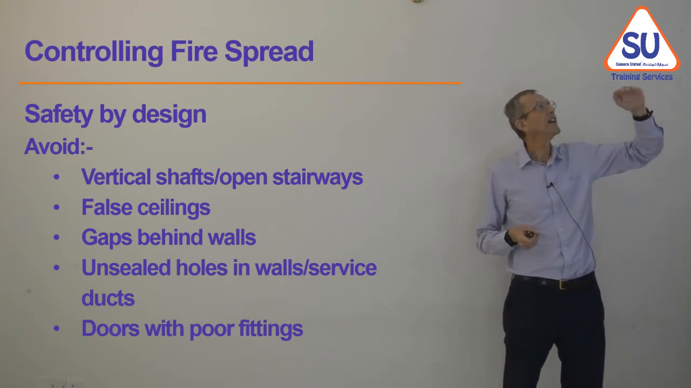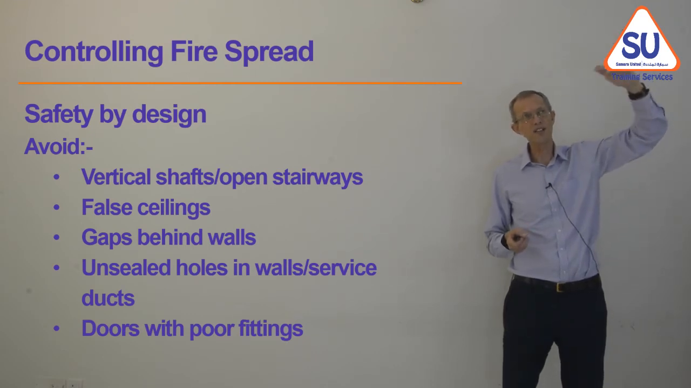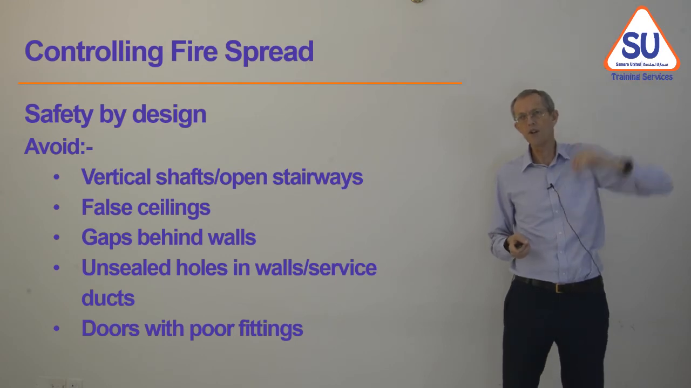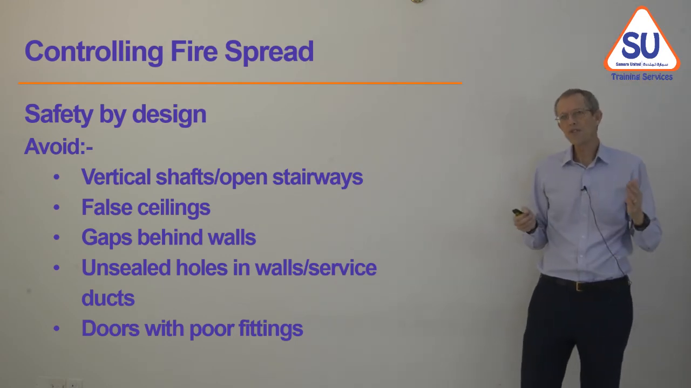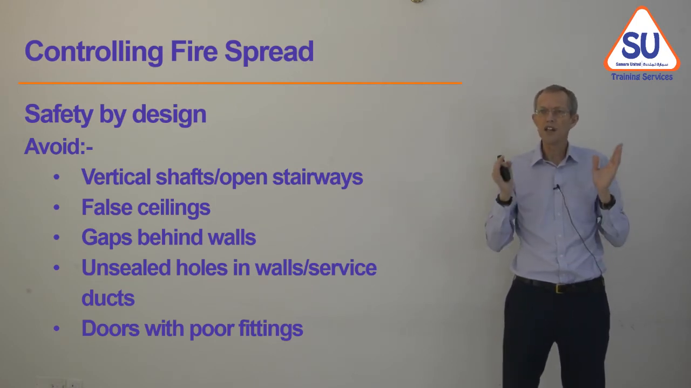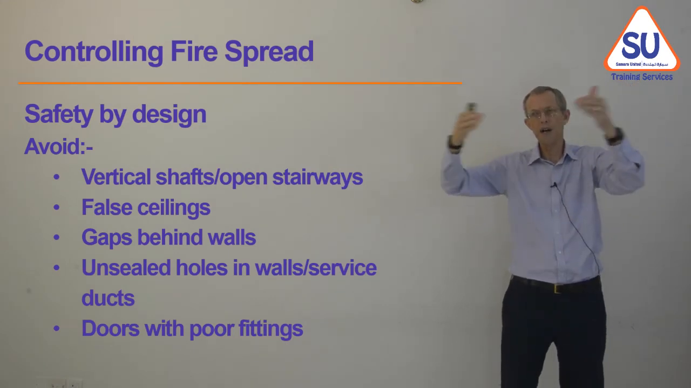False ceilings. The ceiling, if we don't like the concrete slab, we might put a false ceiling, the ceiling tiles underneath, to hide ductwork, for example. So the false ceiling provides a place for the fire to travel. So false ceilings we need to control by boxing them in with fire compartment walls.